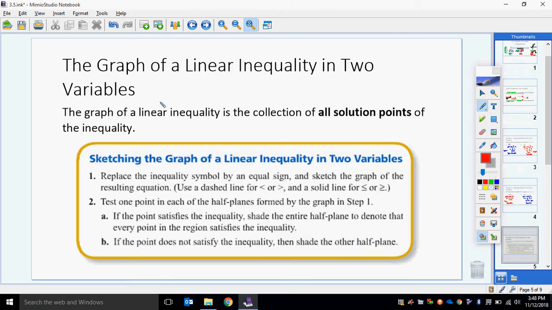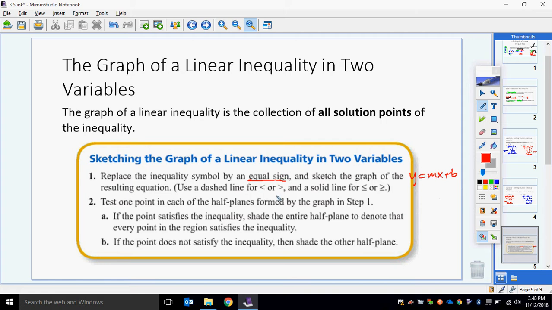Okay, sketching the graph of a linear inequality in two variables. All right, so we think of it like if it were an equal sign and we graph it that way. Okay, typically we like to put it in slope-intercept form. That's the easiest form to graph.